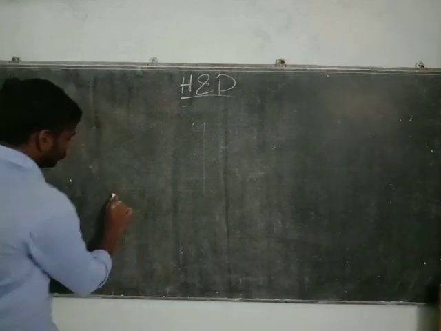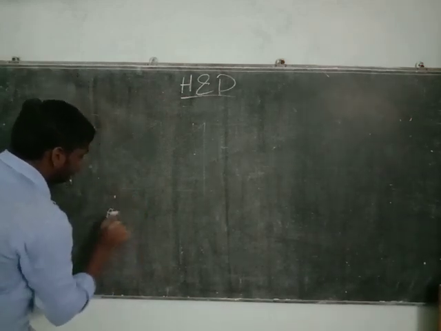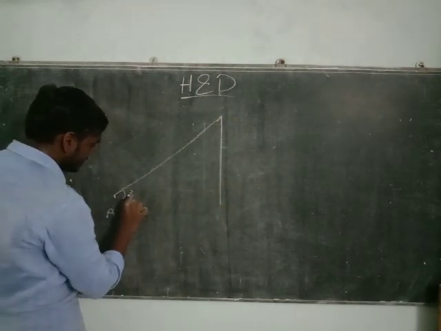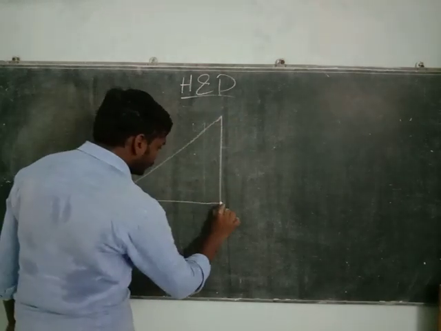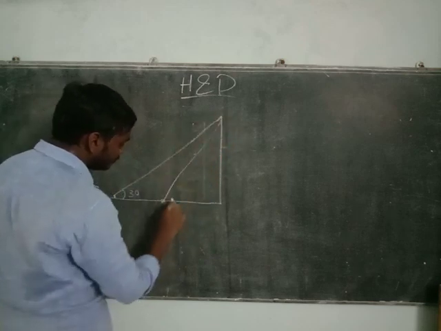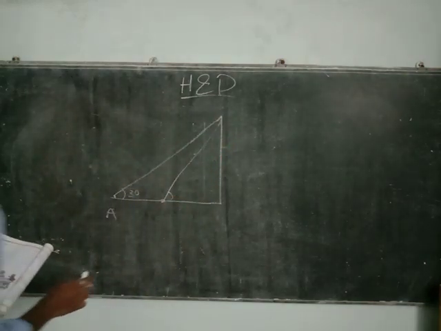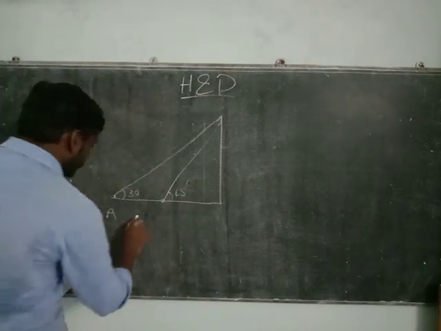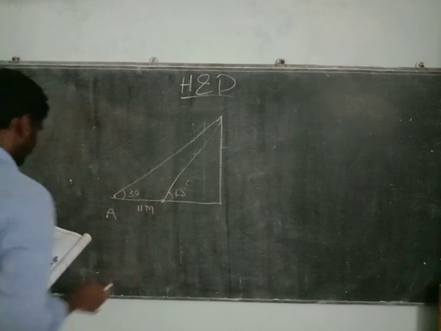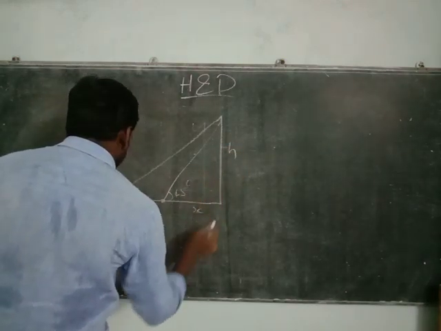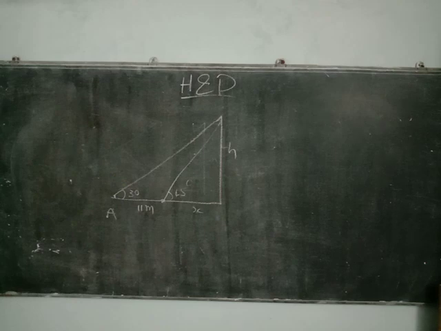A person standing at point A watches the height of a tower at a 30 degrees angle, and after moving a particular distance, he finds the same tower at an angle of 45 degrees. The distance traveled here is 11 meters. Find the height h and the next distance x. So this is the question.